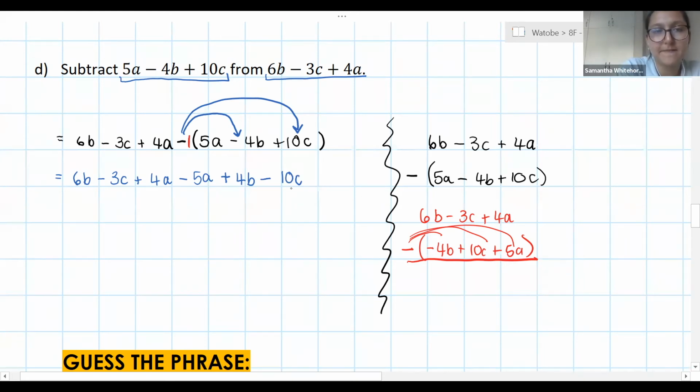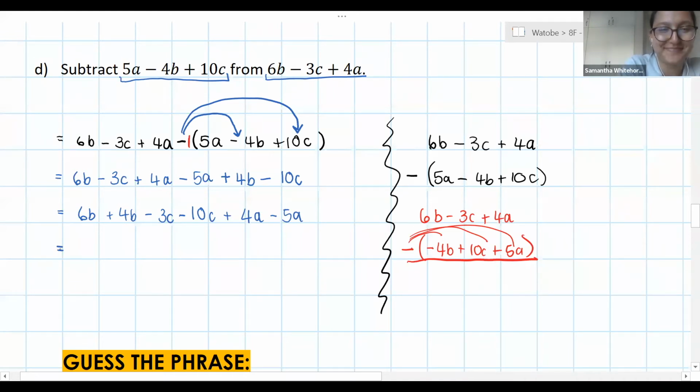Put the like terms together. Okay, cool. So what are my like terms? 6b plus 4b, minus 3c minus 10c, plus 4a minus 5a. Good, well done. And now?